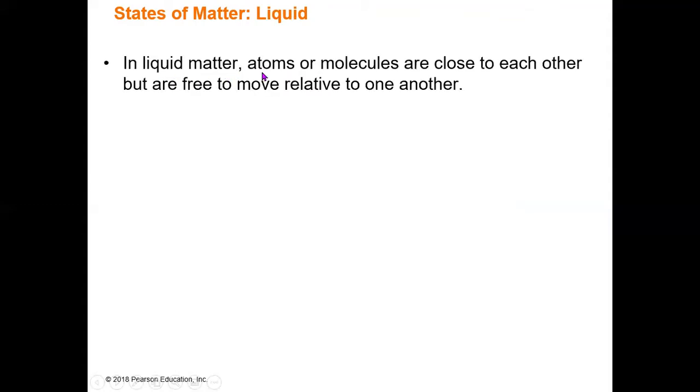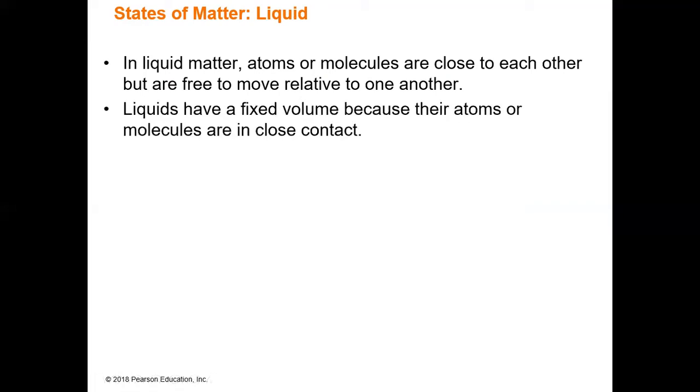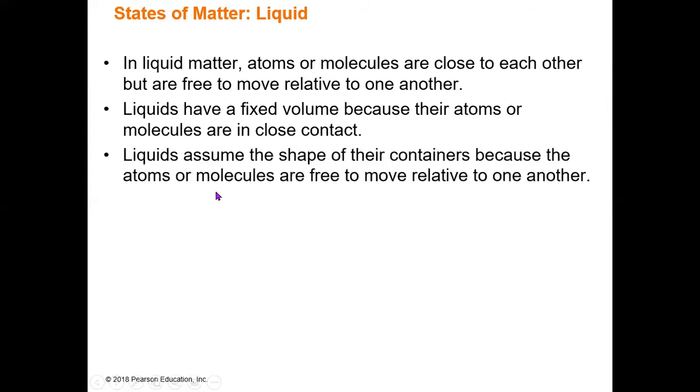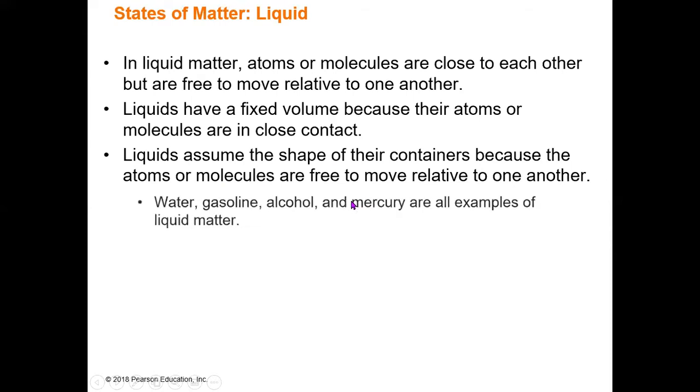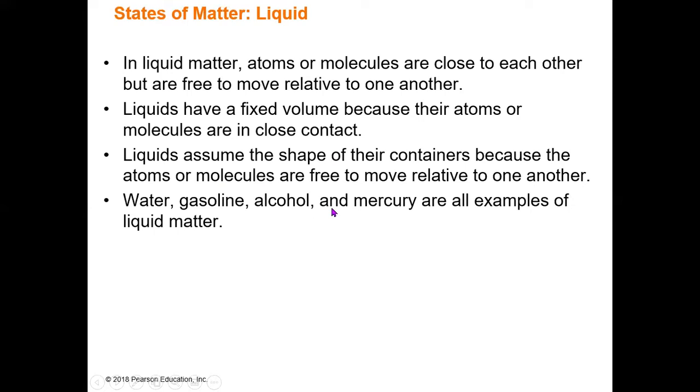State of matter, liquid. In liquid matter, atoms or molecules are close to each other but are free to move relative to one another. Liquids have a fixed volume, but their atoms or molecules are in close contact. Liquids assume the shape of their container because the atoms or molecules are free to move relative to one another. Water, gasoline, alcohol, and mercury are all examples of liquid matter.